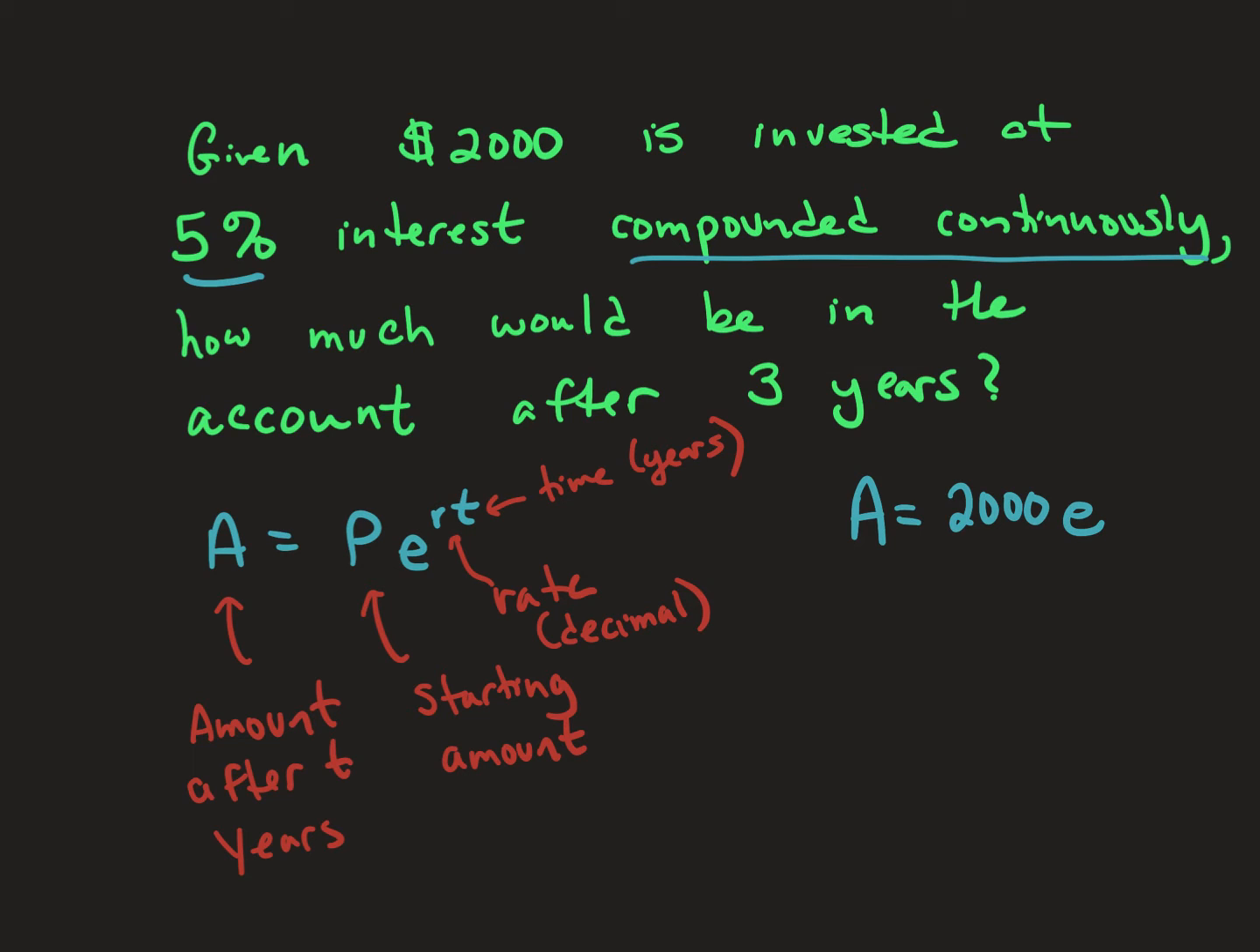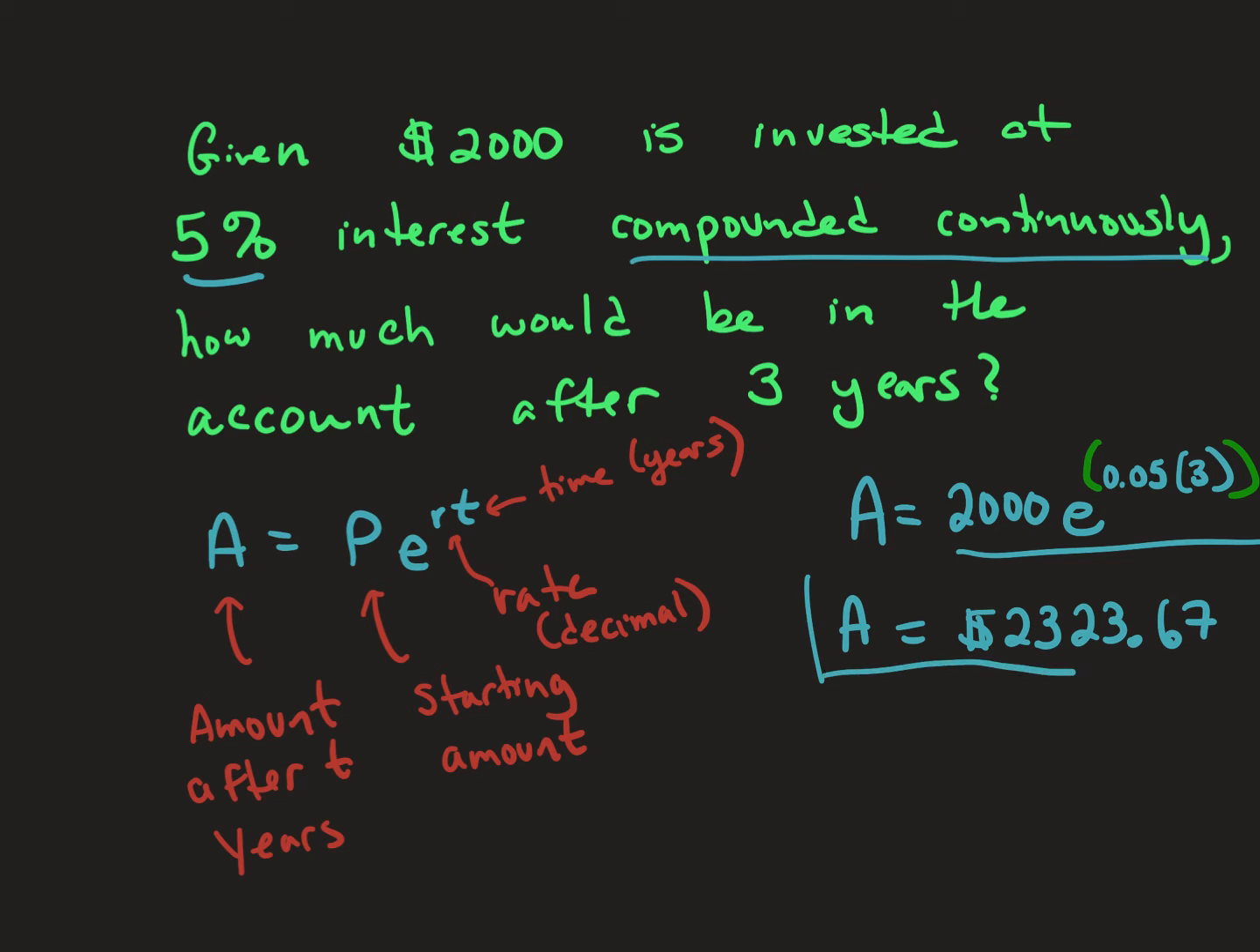E, now E is that magic number, the base of the natural logarithm. So it's just the number E, and you can find that in your calculator, to the power of R. Now the rate is 0.05. I want to put it as a decimal, times the time, which is 3. Now just be careful. Sometimes you want to make sure you have parentheses around this exponent. So if you believe my calculator, when I just plug this in, because the variable's already by itself, I'm getting $2,323.67 if I round to the nearest cent.